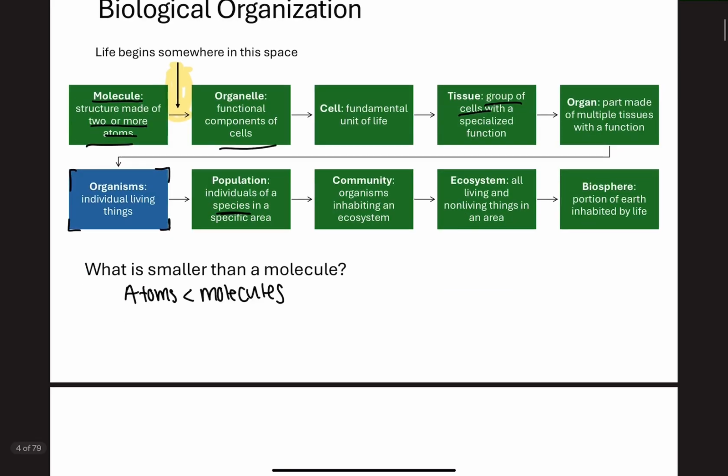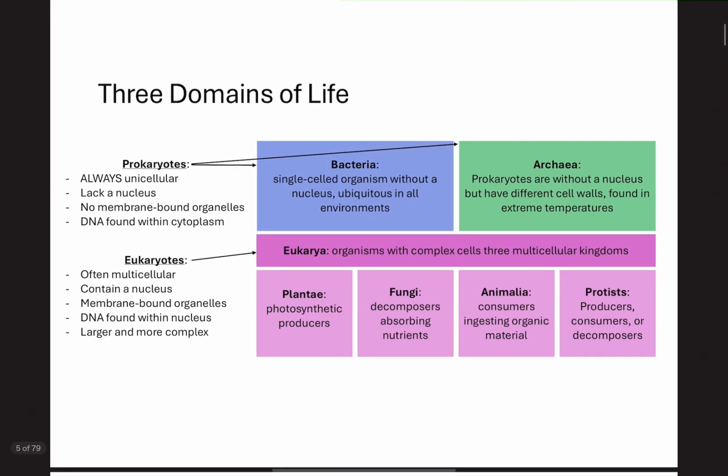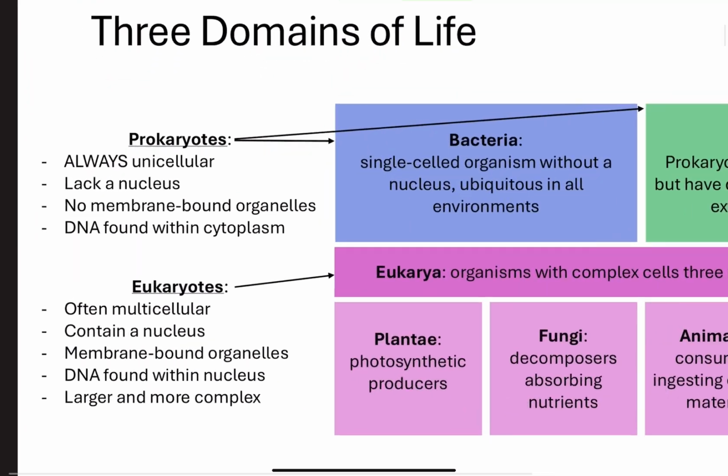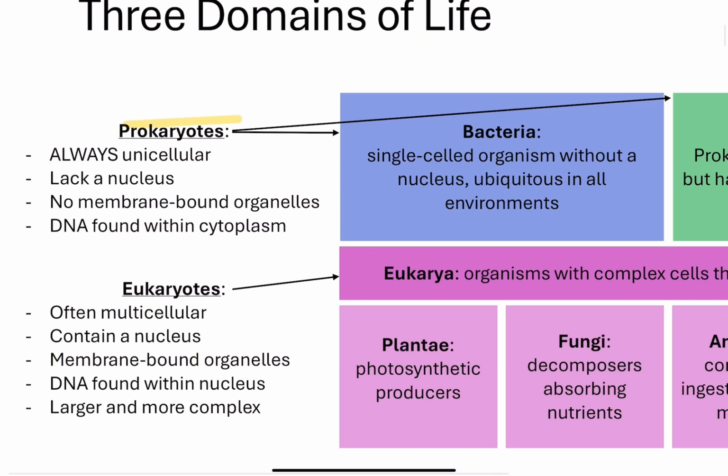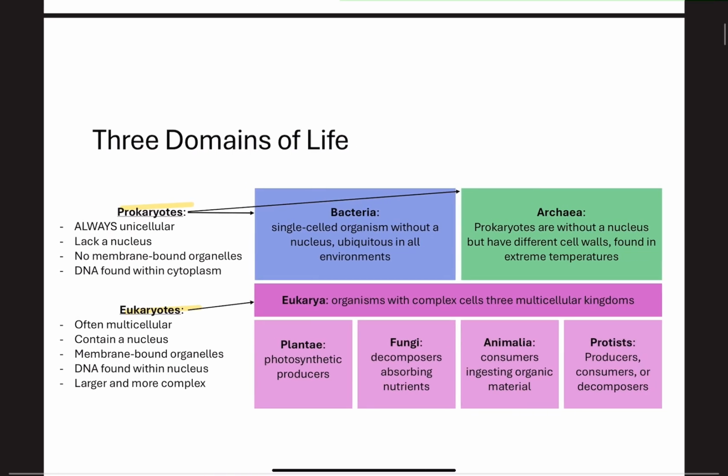So now I want to talk about the different types of cells that we have, and we have two main types. We have prokaryotes and we have eukaryotes. Prokaryotic cells are simple, small, and lack a nucleus. DNA just floats around in the cell, and this includes bacteria and archaea, the bacterial and archaeal domains of life. Meanwhile, our eukaryotic cells are larger and more complex. They have a nucleus and membrane-bound organelles.